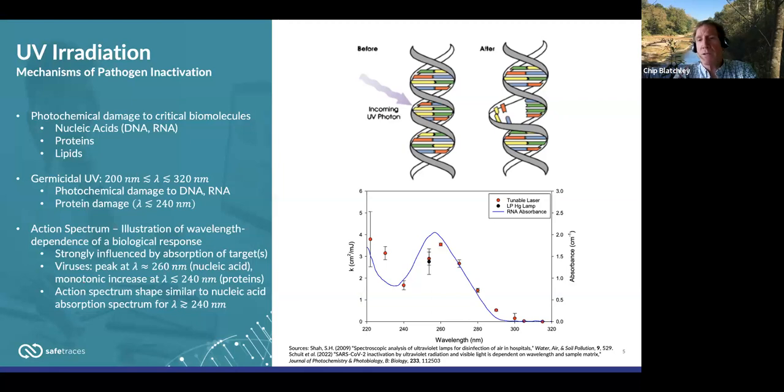Now, superimposed on this graph is an absorbance spectrum for RNA. And the reason for doing that is that, first of all, SARS-CoV-2 is an RNA virus, so that is the nucleic acid. But we also see that there's a very good agreement between the RNA absorbance spectrum and the action spectrum, especially at wavelengths above about 240 nanometers. And those two start to deviate from each other at wavelengths below about 240 nanometers, largely because in addition to damage to RNA, we also start to see damage to proteins. Next slide, please.